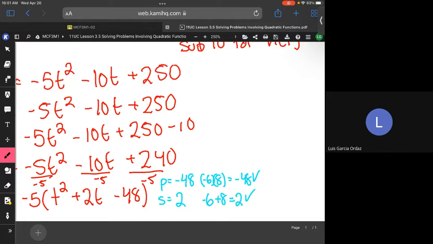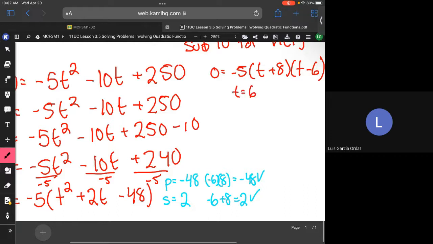So like I said, the good thing here is that our trinomial does not have a number in front of the t squared. So can someone tell me what my two brackets are going to be? t plus 8, and the other bracket would be t minus 6. Perfect. So what these two brackets tell me are my intercepts, where my ball is going to be 10 meters. So what are my two x-intercepts? t is equal to what? 6 and negative 8. So t is equal to positive 6 and t is equal to negative 8.